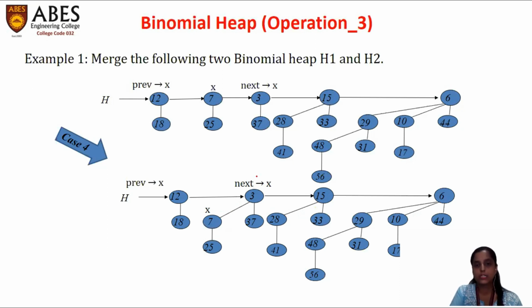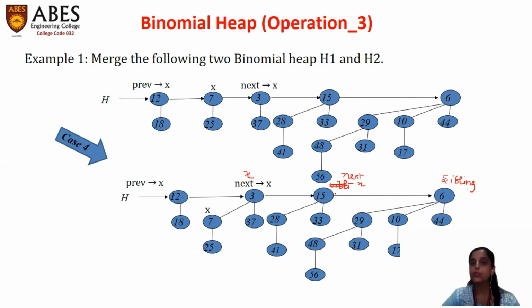So after this iteration, this becomes my x, this becomes my next x, and this becomes my sibling of next x. Now here degree of x is equal to degree of next x, which is not equal to degree of sibling of next x. So either case 3 or case 4 can be applied. But here we can see the key of x is smaller than key of next x. It means we have to apply case number 3.